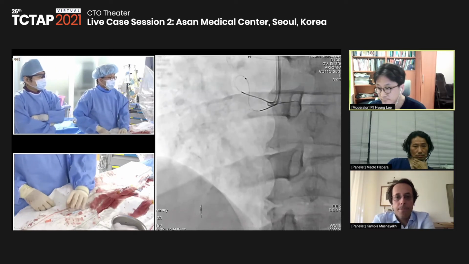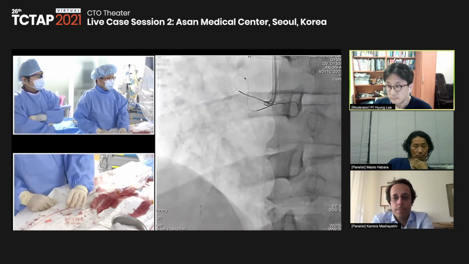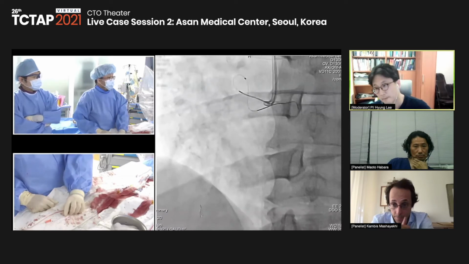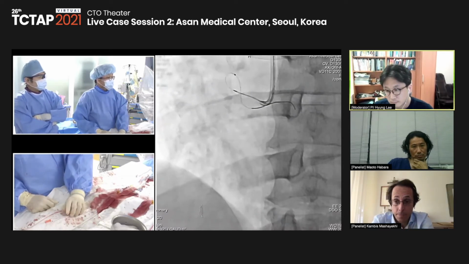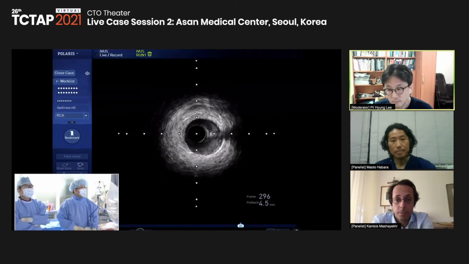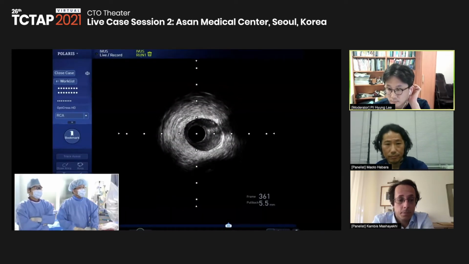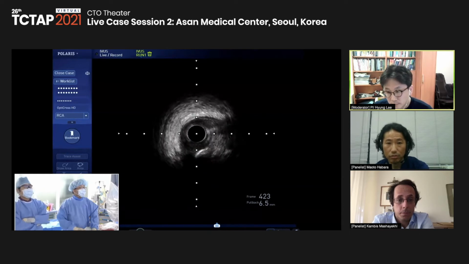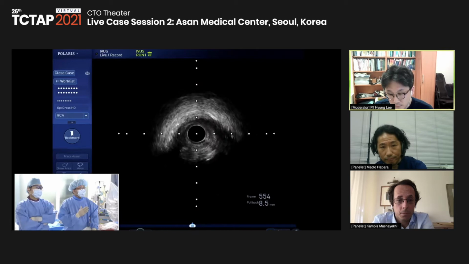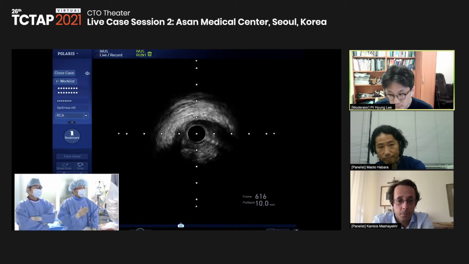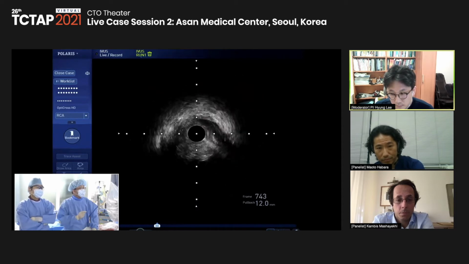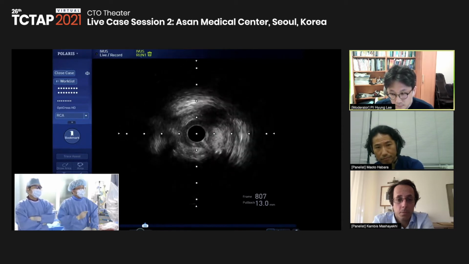I evaluated the IVUS at the RCA entry to find out where I have to puncture. So can we see the IVUS? This is the conus branch here, 2.0. And you can see the RCA entry is right at the 6 o'clock right there. And this is where we saw there was some disease at the angio.